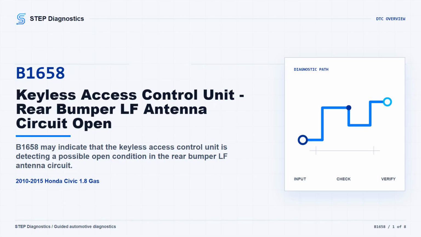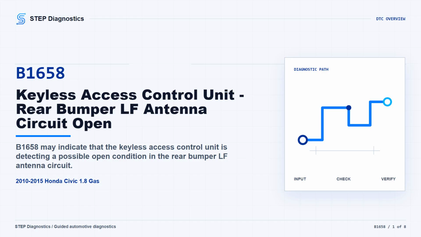On this Civic, B1658 points to a possible open circuit fault in the rear bumper LF antenna circuit for the keyless access control unit. In plain terms, the system may not be seeing the rear bumper antenna circuit the way it expects to.